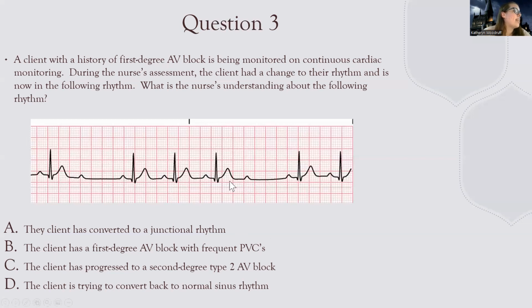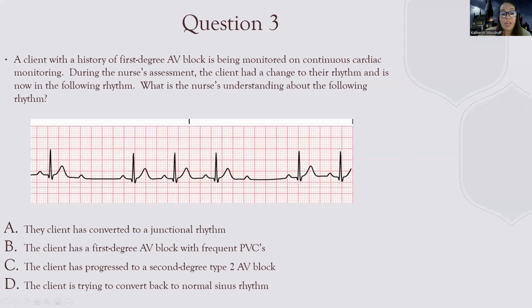So this one, it looks like it's staying the same and then just randomly dropping. Same, and then there's probably a drop here. So it's like same, drop beat. So it's just a random drop beat. So this would be a second degree type 2. So I can easily find my answer here that it's C, because that's the only choice. They didn't even have second degree type 1 as a choice.